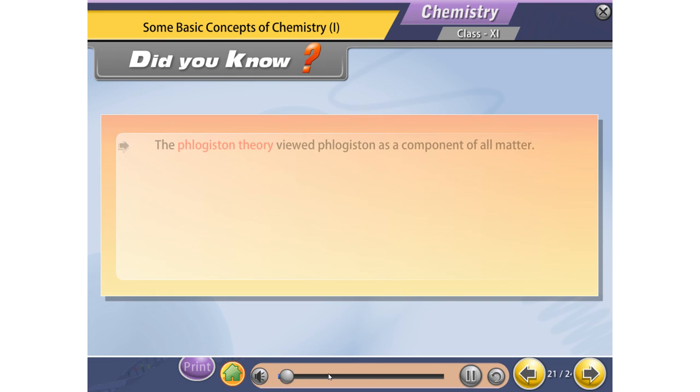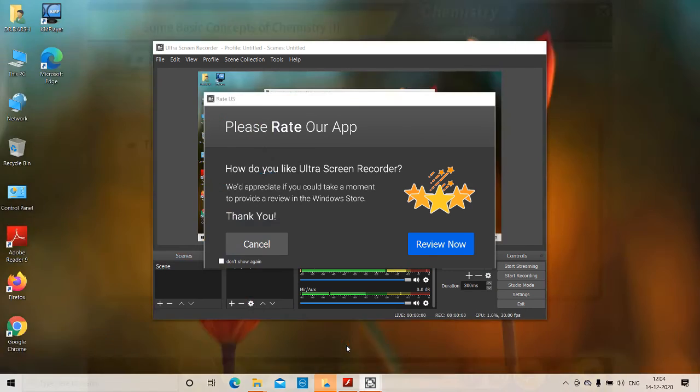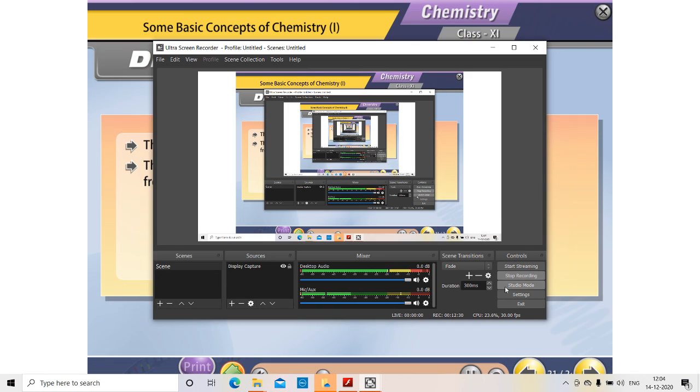Did you know the phlogiston theory viewed phlogiston as a component of all matter? The burning of a material was considered to be the escaping of phlogiston.